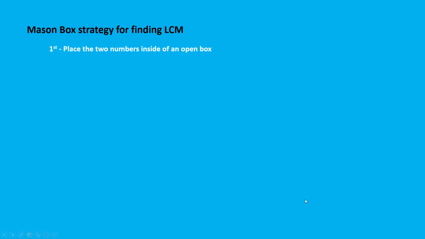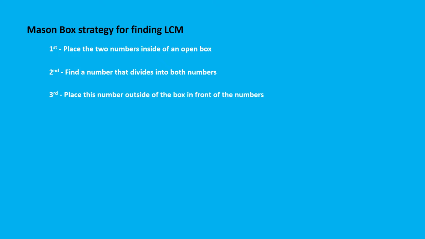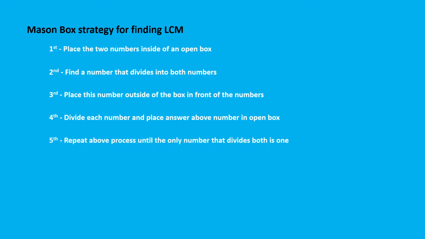First, place the two numbers inside of an open box. Second, find a number that divides into both numbers. Third, place this number outside of the box in front of the numbers. Fourth, divide each number and place answer above number in open box. Fifth, repeat above process until the only number that divides both is 1. Sixth, multiply numbers in opposite corners of open box to find LCM.